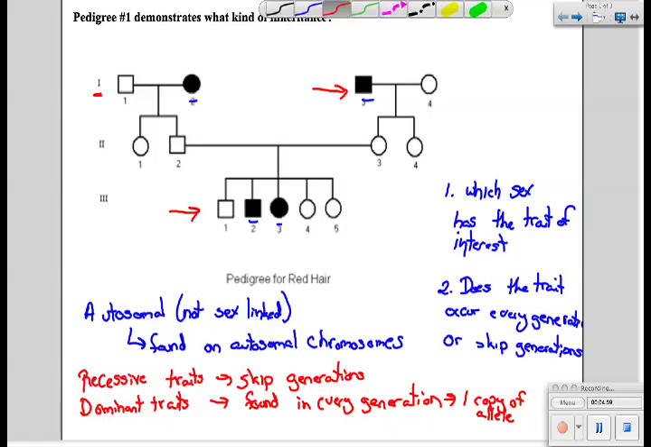So in looking at this, I can clearly come up with the statement that this type of inheritance would be an autosomal, because it's found in both males and females, autosomal recessive trait. Make sure that when you draw your own pedigrees, you include a key for what the dominant and recessive alleles and trait are.